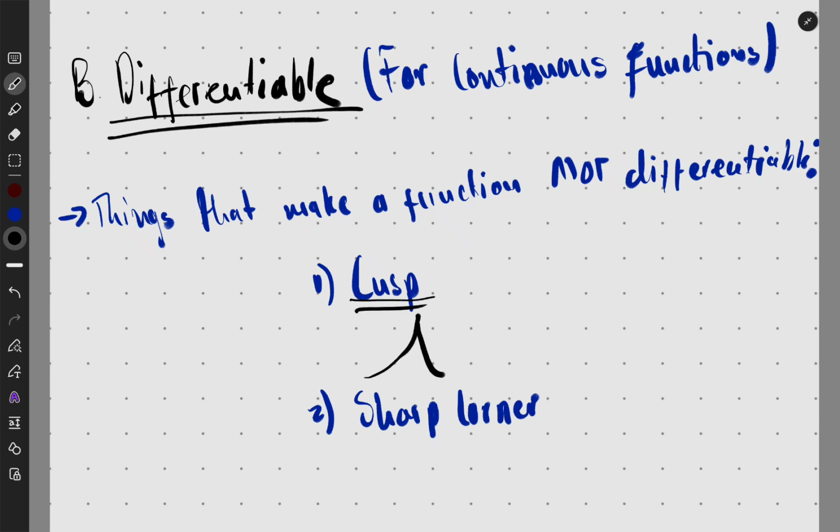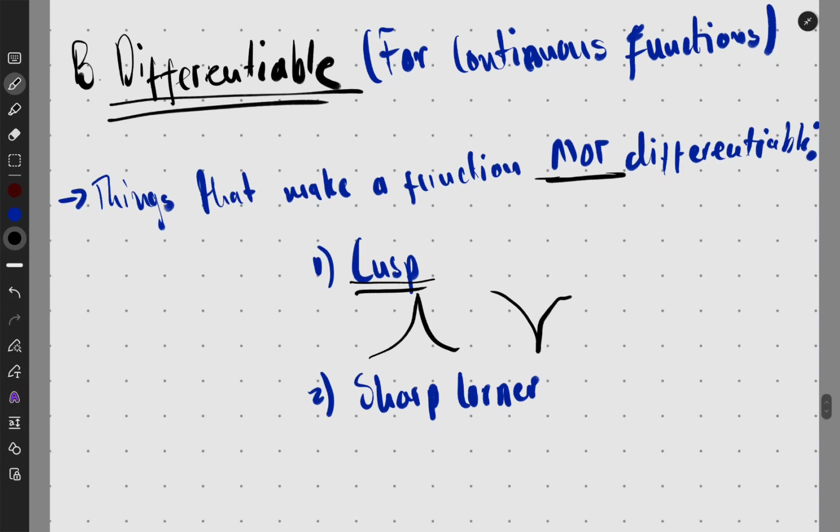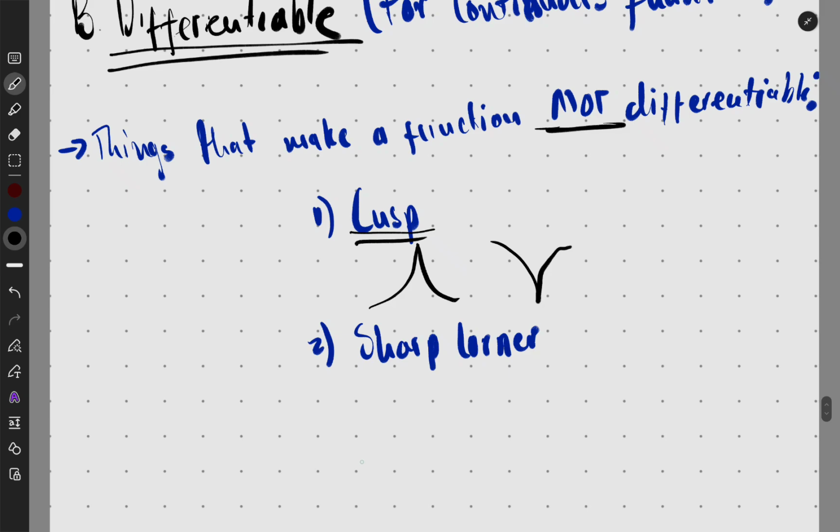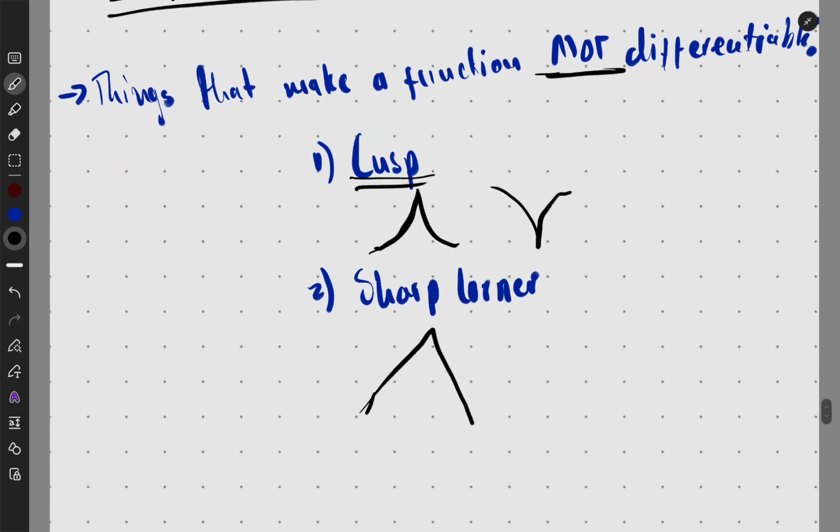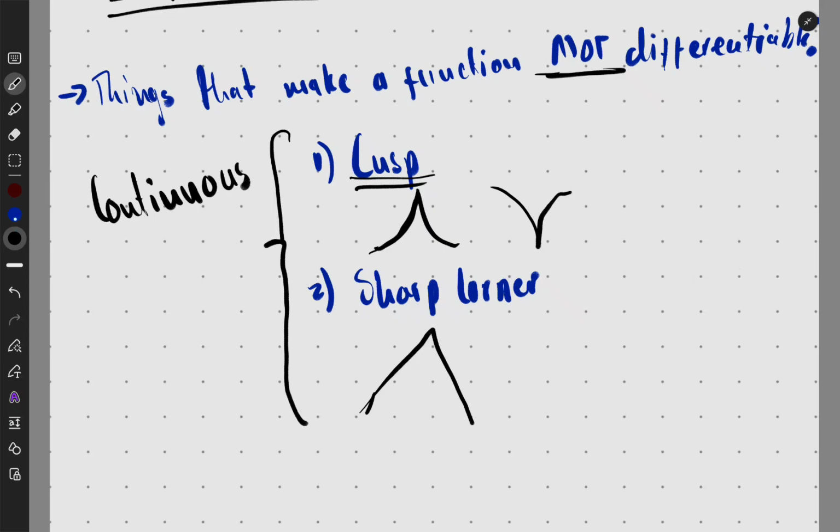Things like this. You have something like this in your function, or you have something like this in your function, then it is not differentiable. Then on the sharp corner, you have something like this. This is again not differentiable. So what word do we use if it is like this? This will be continuous because it doesn't have a jump or a hole or an asymptote. Continuous, but it is not differentiable.